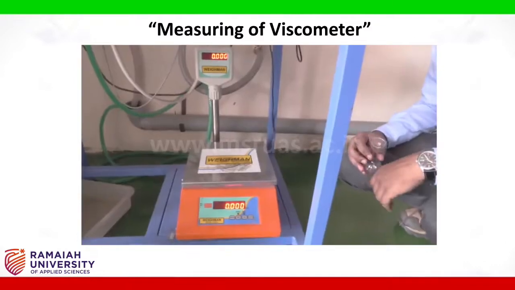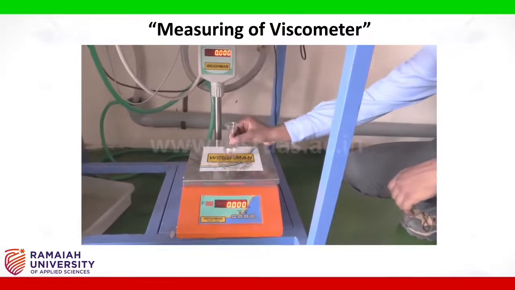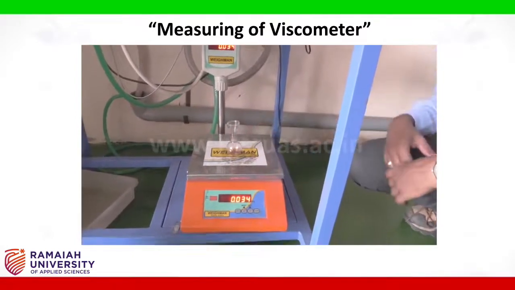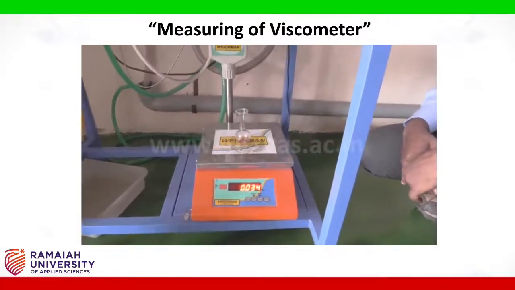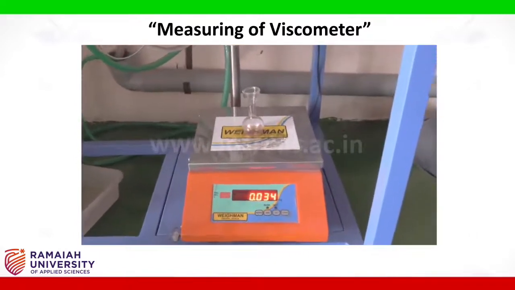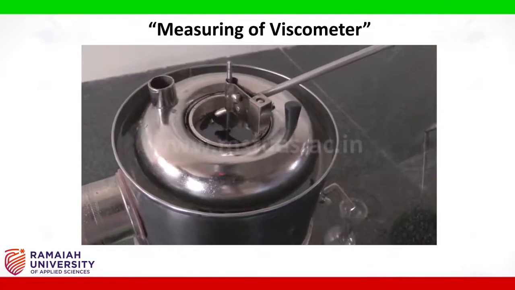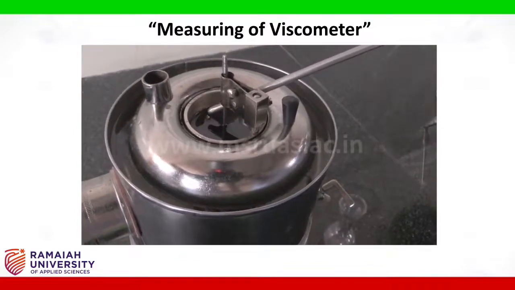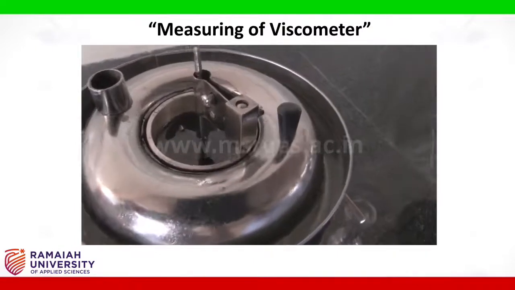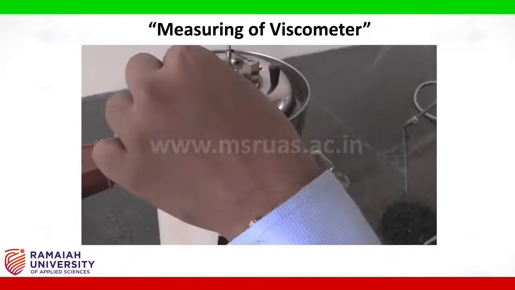Next, we need to measure the weight of the empty 50 ml flask used for the redwood viscometer. It is showing a value of close to 34 grams. After the oil is filled up to the mark in the oil cup, we shall close the oil cup with the lid provided.